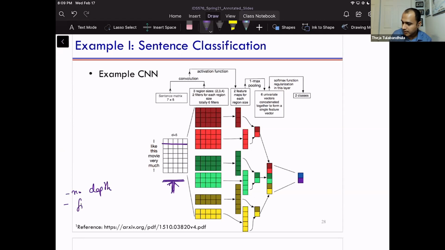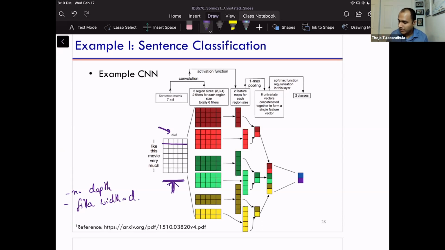Second thing is the filter width is equal to d. Okay, so what is d? D is just the number of columns of the input matrix. Okay, filter width is d.